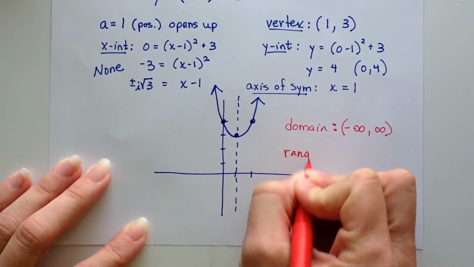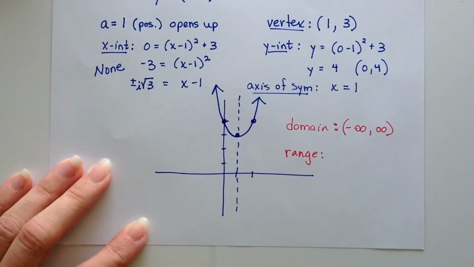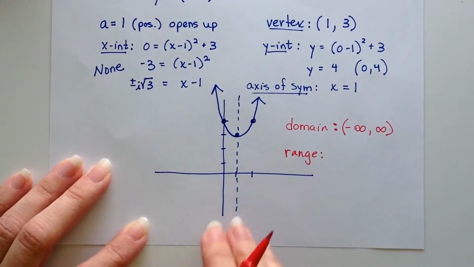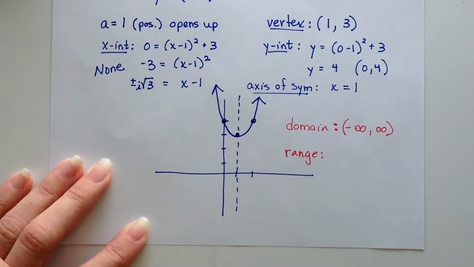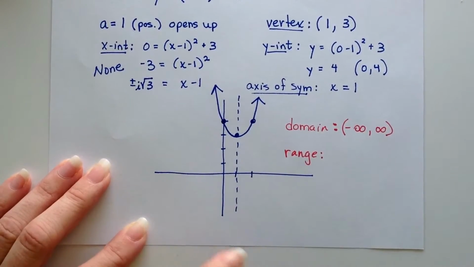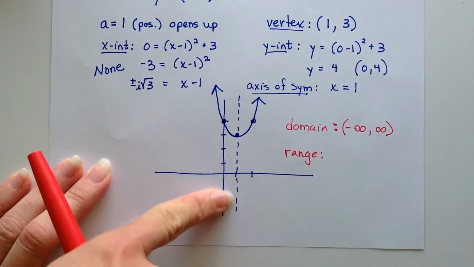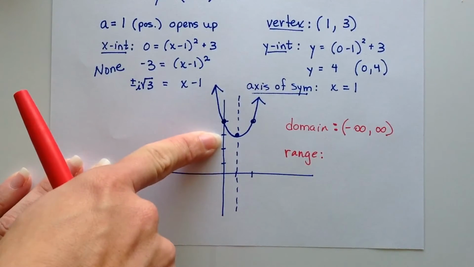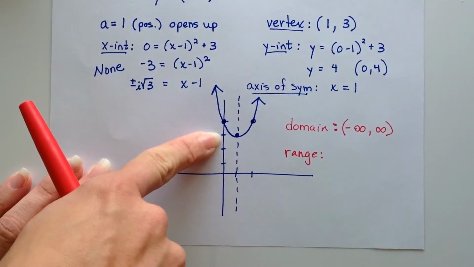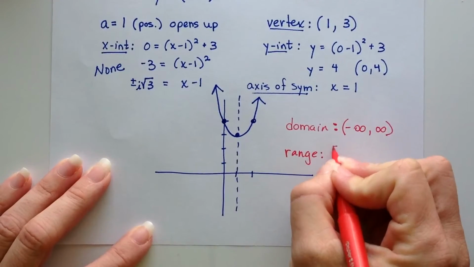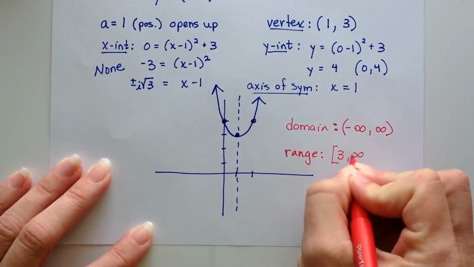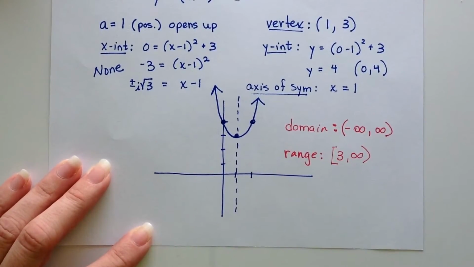And then range, of course, is your y values. So you look at it from your bottom to the top of it. Now, this graph does not go down forever. If you start looking from bottom to top, the first y value that's used by your graph is here at positive 3. So you would include the 3, and then it does go up forever from there.